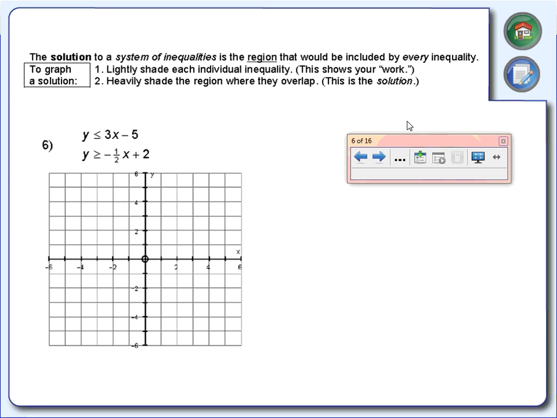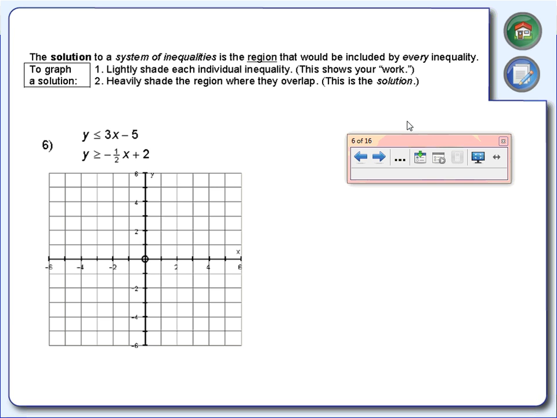Now, if you look right above that number 6, notice it says here, number 1, that we're going to lightly shade each individual inequality. So very lightly we're going to shade. Once we do the lightly shaded part, number 2 says we're going to heavily shade the regions where they overlap. Because we're going to be graphing 3, 4 inequalities, it may get a little bit tricky here. So I'm recommending if you have map colors or different color pens, you might want to pull those out.